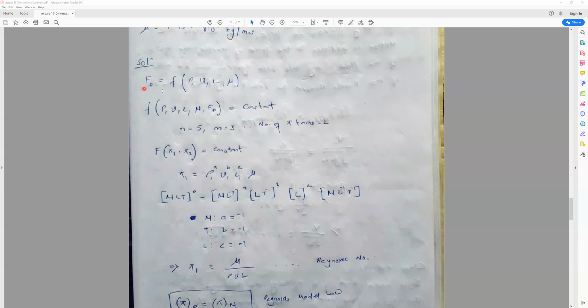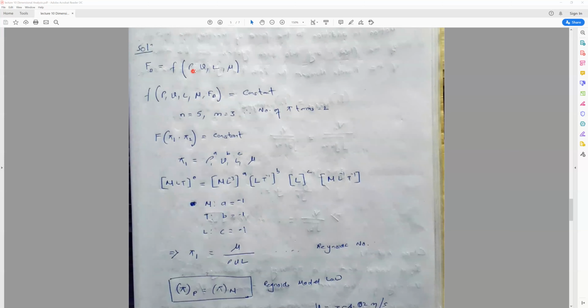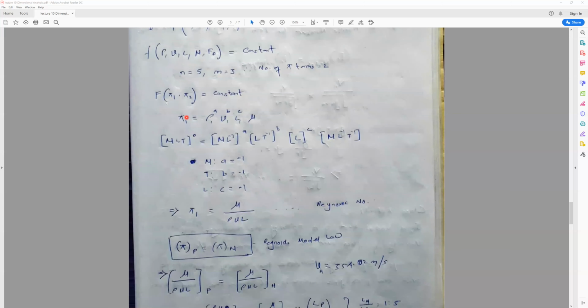The drag force depends upon density, velocity, length, and the viscosity. So there are how many parameters? 1, 2, 3, 4, and 5. So there are 5 variables and 3 fundamental dimensions, M, L, and T. So the number of pi terms becomes 5 minus 3, that is 2: pi 1 and pi 2.